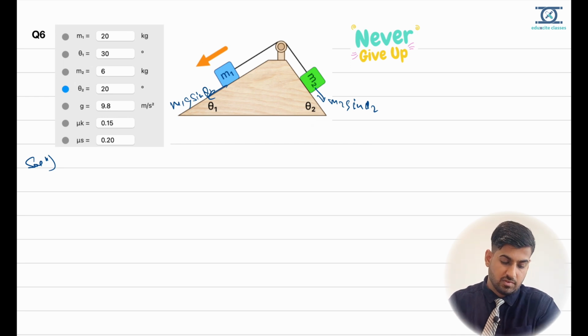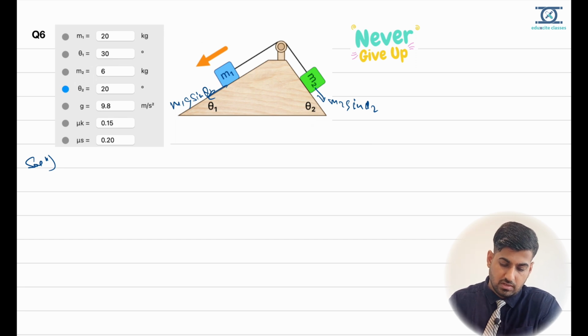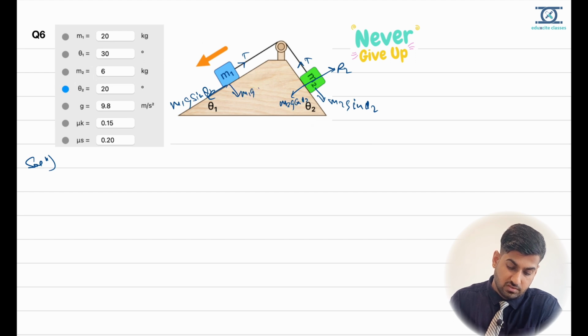But I know here m1 is 20 and m2 is 6. It's quite easy to understand, or you can compare as well. So the tension will remain the same here. So this will be R2, right? And R2 will be m2g cos theta 2. Here it will be m1g cos theta 1. And this will be R1. So friction F1 will be here, and for here, because it is moving here, friction will be F2. So if I write the equation for m1, let us say for m1, what will the equation be?